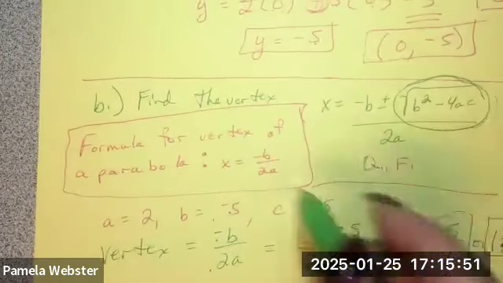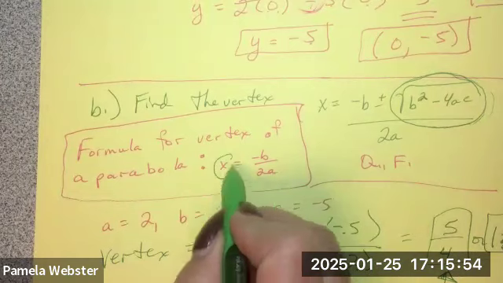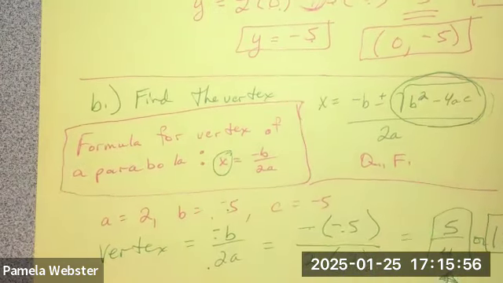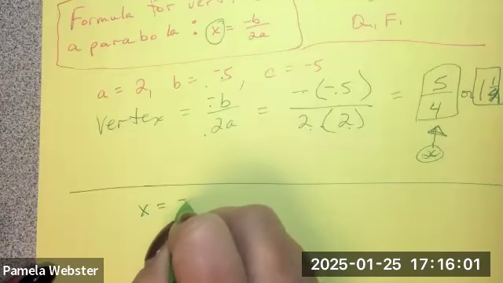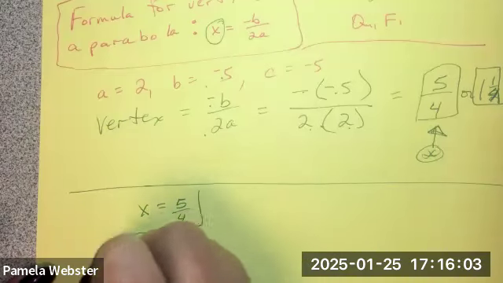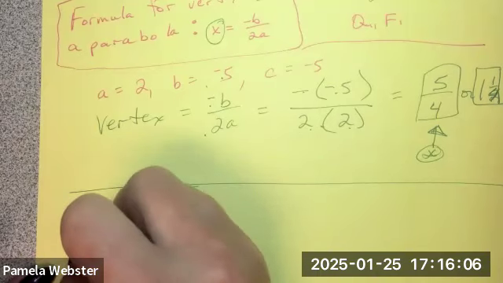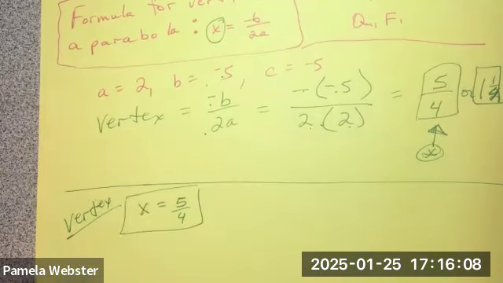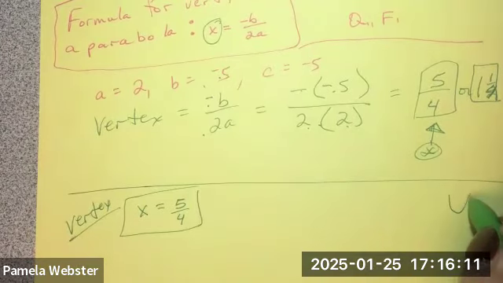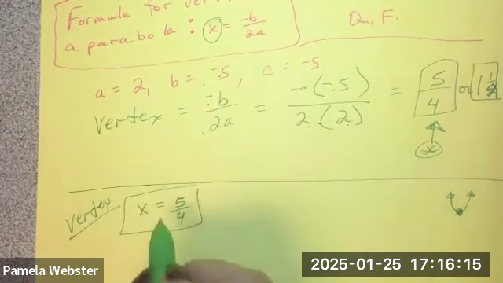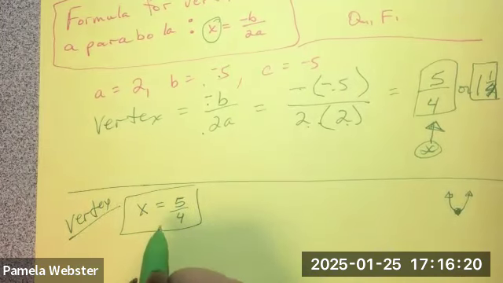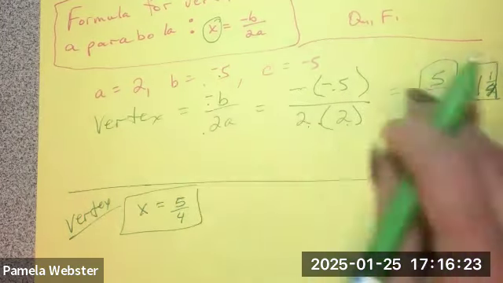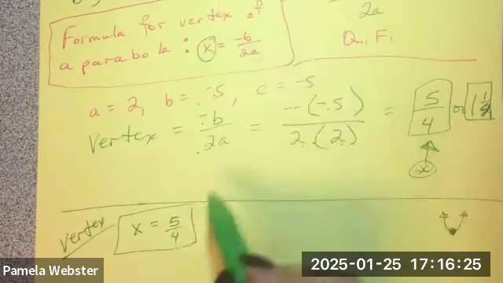This is the vertex formula for the x value, right? X equals negative b over 2a. So what I've got right here is x equals 5 over 4. I'm still looking for my vertex, right? It's a point on the graph. It's the turning point, right? It's this spot right here, the minimum. Okay, that's not a point. Be careful with this. That is an x value. What we just found, the vertex formula, tells me the x value.